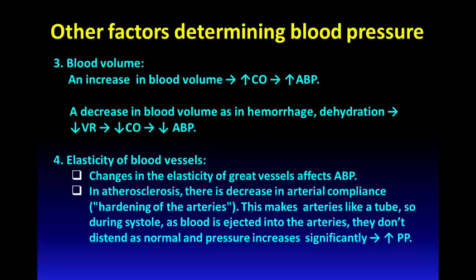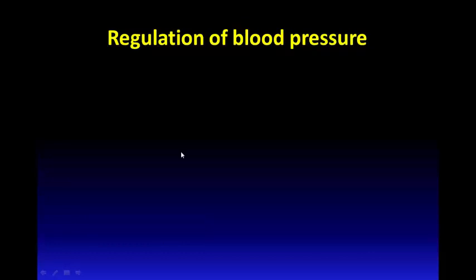So in atherosclerosis or arteriosclerosis, there is a decrease in the elasticity, in the compliance, as a result of hardening of the arteries. This makes the arteries behave like a tube. So during systole, as the stroke volume is ejected into the arteries, they do not distend as normal, and the pressure increases significantly, increasing the pulse pressure as we described it earlier.